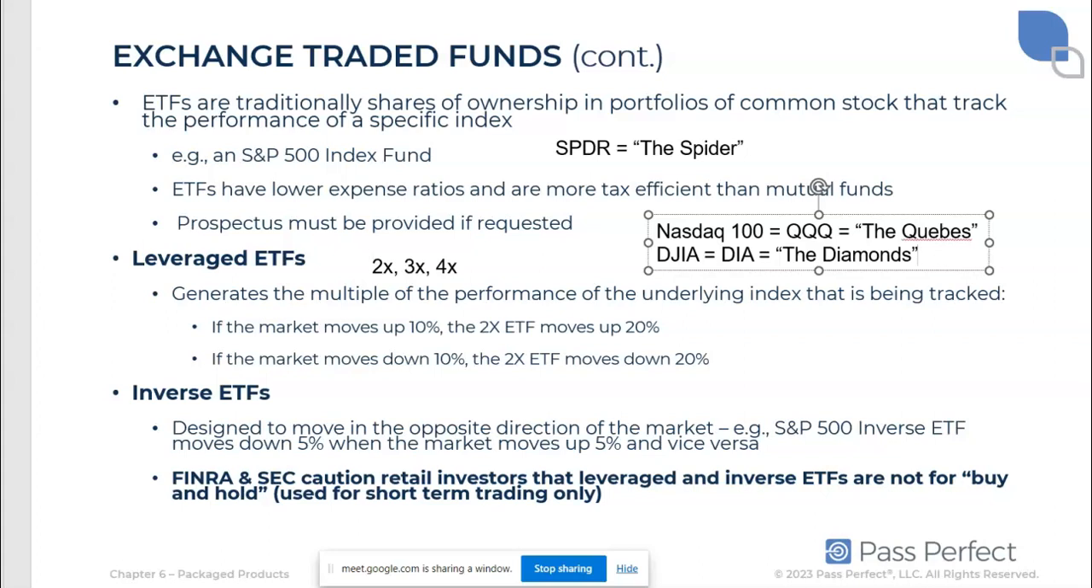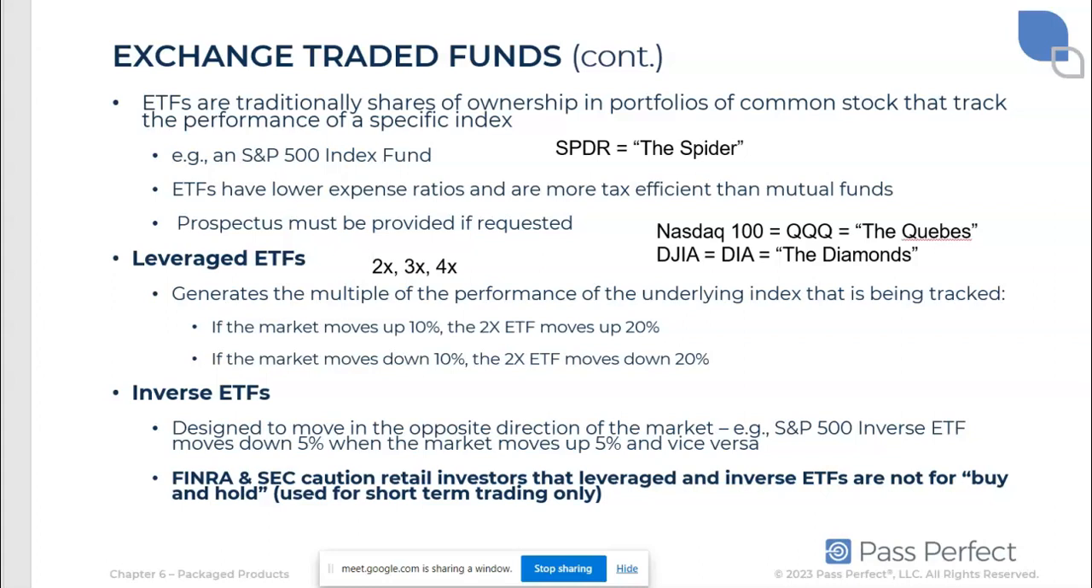All right, another variation on the exchange-traded fund is the inverse ETF. Inverse means opposite. So this fund goes in the opposite direction of the market that it tracks. If the market's down 5%, an inverse ETF would be up 5%. Right, it goes in the opposite direction. So this might be for the bearish investor. If they're expecting a market downturn, they might purchase an inverse ETF.